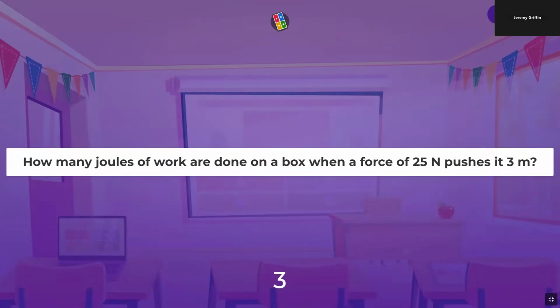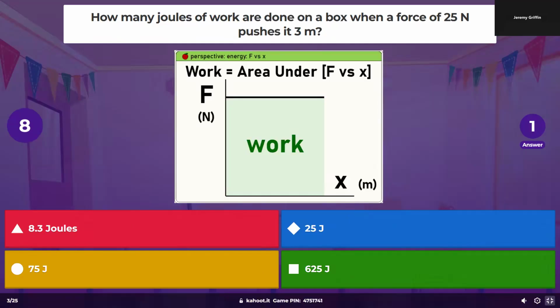How many joules of work are done on a box? Got 25 newton force for 3 meters.